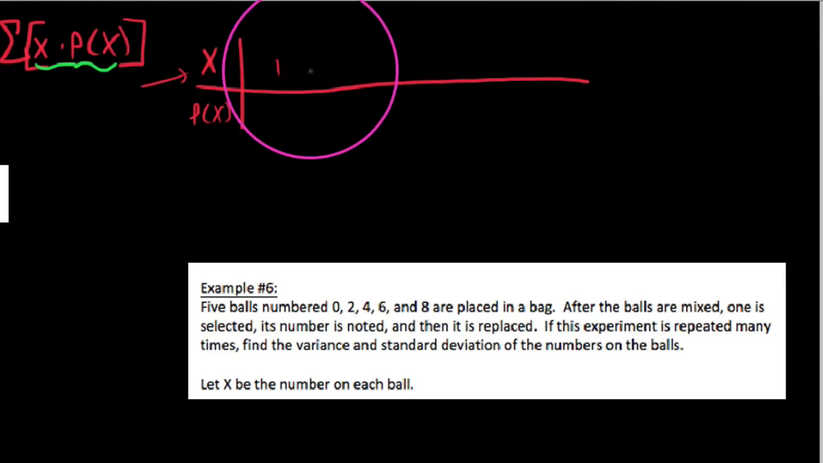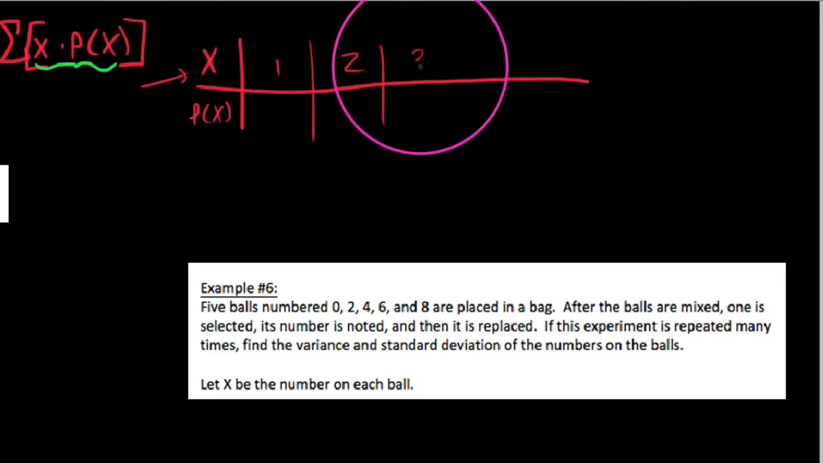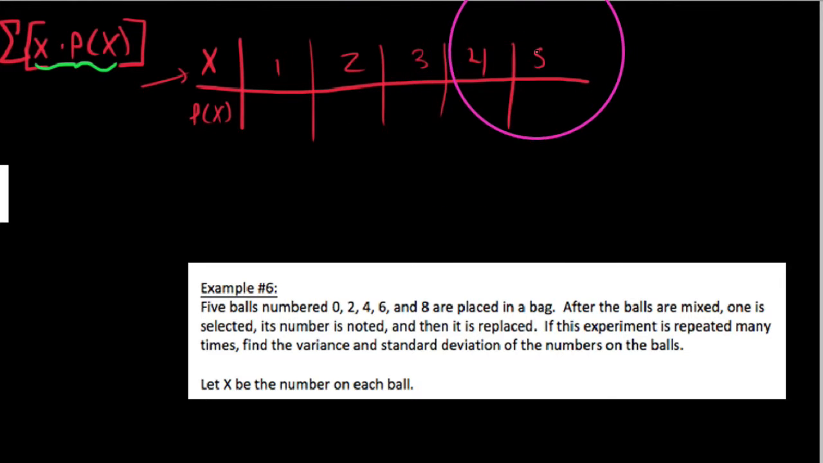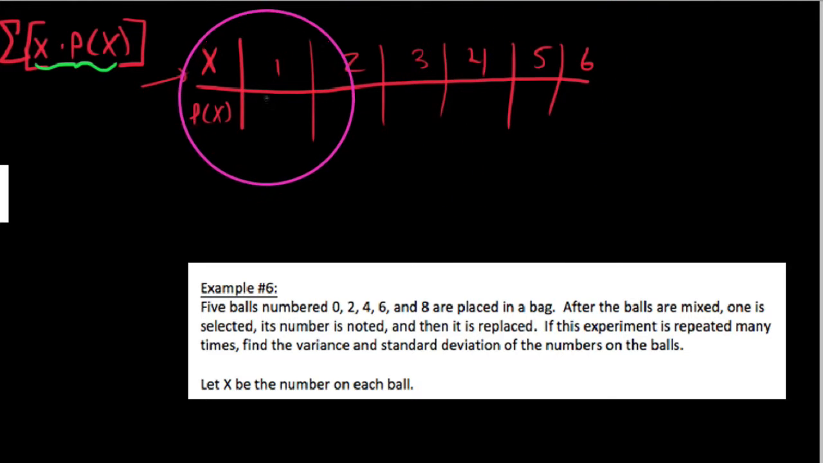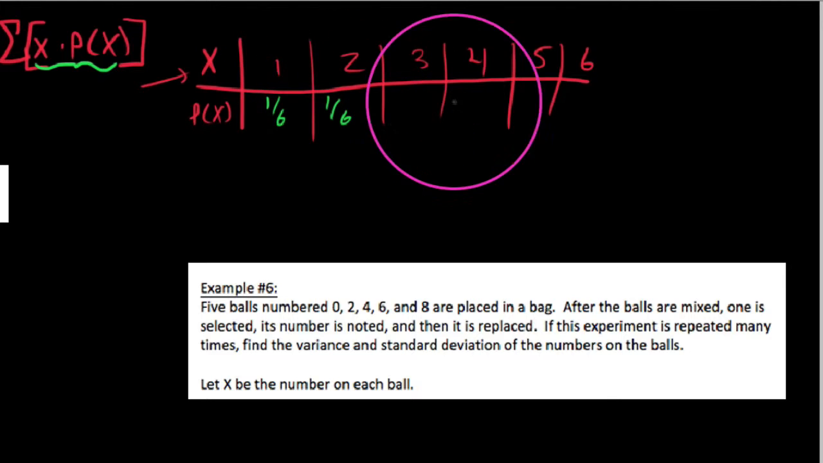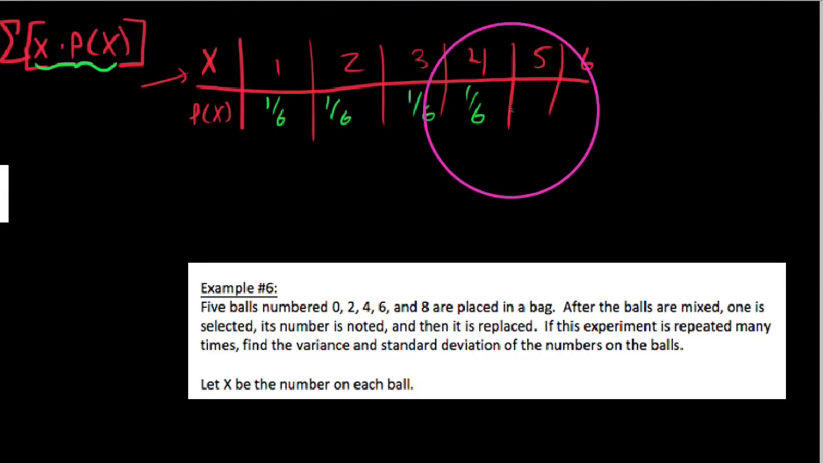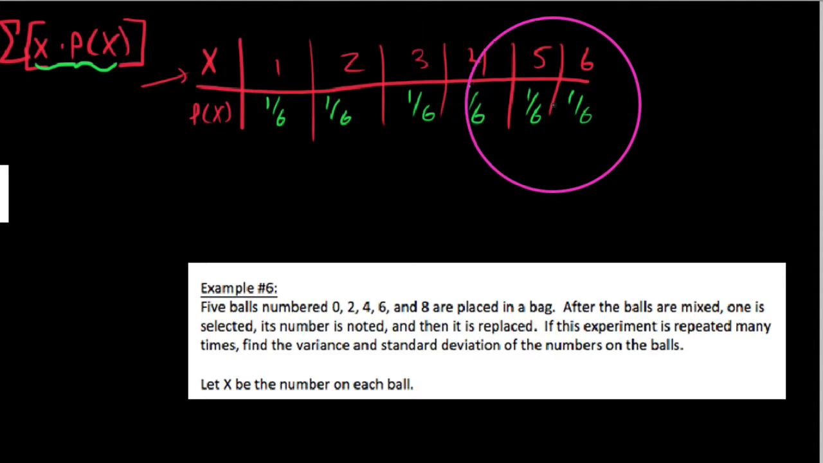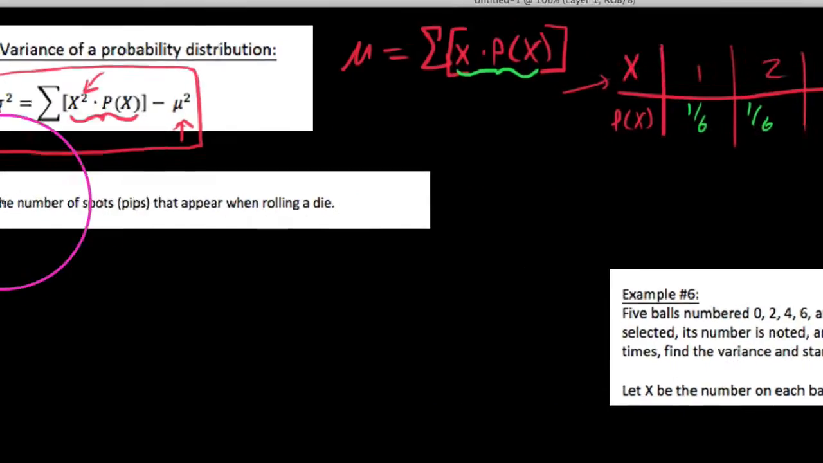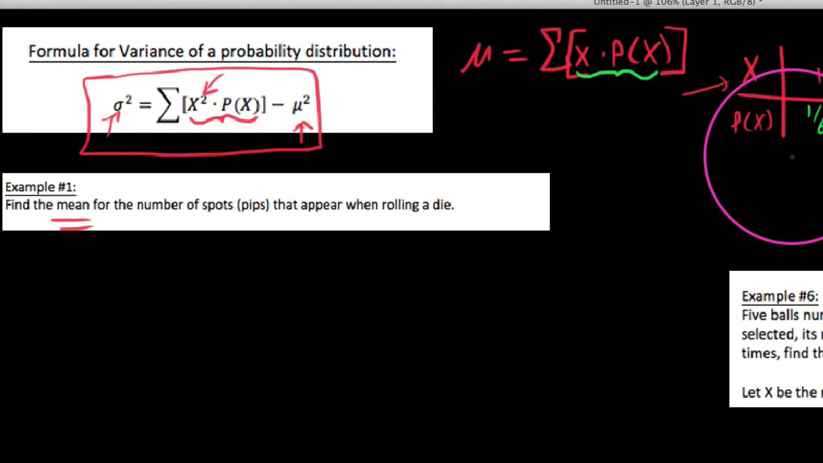So of course on a die we have 1, 2, we could roll a 3, we could roll a 4, we could roll a 5, we could roll a 6, and each of these has a 1 in 6 chance of occurring. So we write in their probabilities down here. So our job in this case, at least to start with, is to find the mean for the number of spots or pips on this die.